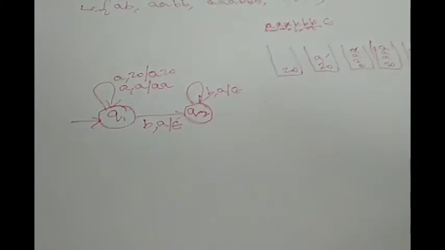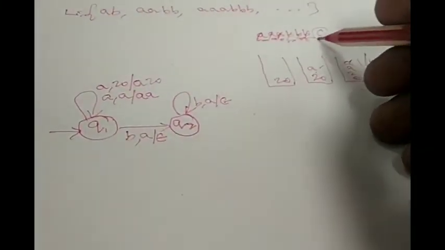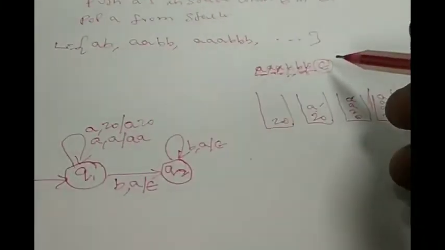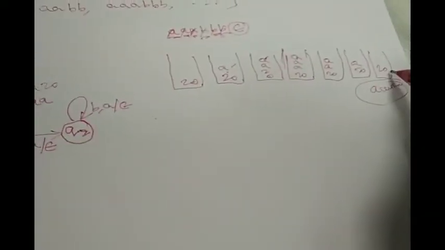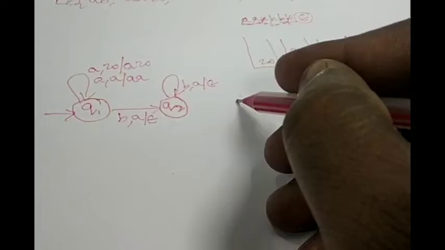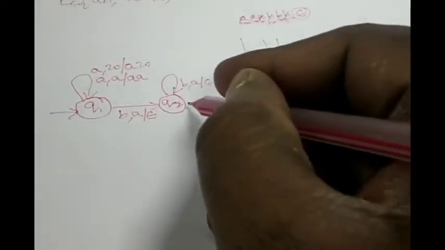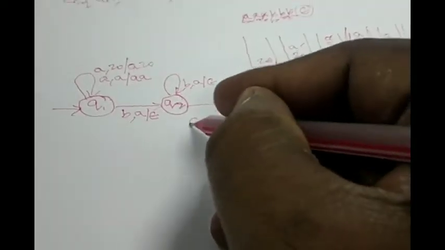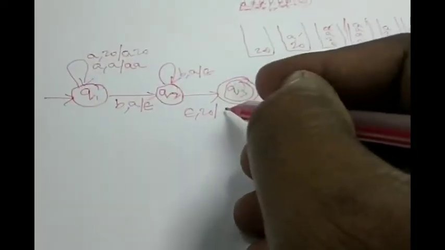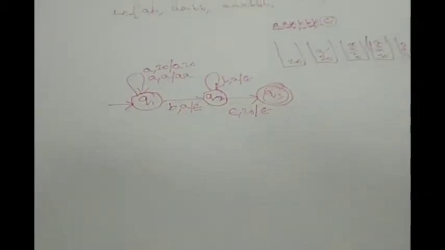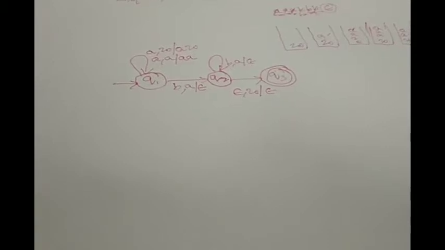Okay. And finally, you can see here when you are getting epsilon as an input and the topmost symbol is Z0, then you have to accept it. So I just make a final state called Q3. And you just make it epsilon Z0. So pop that Z0 and then go to the final state. Okay. So this is the diagram for the pushdown automata.